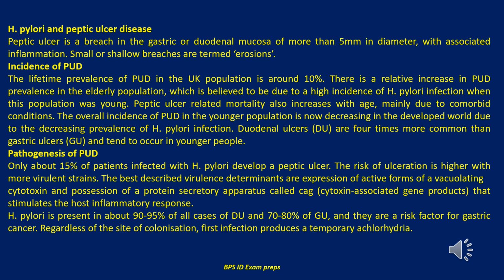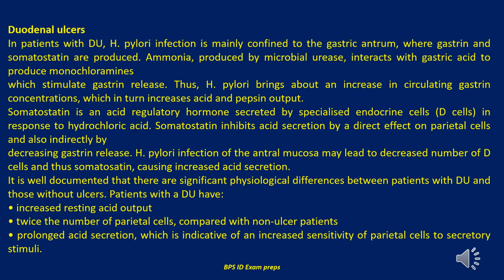Helicobacter pylori is present in about 90–95% of all cases of duodenal ulcers and 70–80% of gastric ulcers, and they are a risk factor for gastric cancer. Regardless of the site of colonization, first infection produces a temporary achlorhydria. Next we will discuss duodenal ulcers.